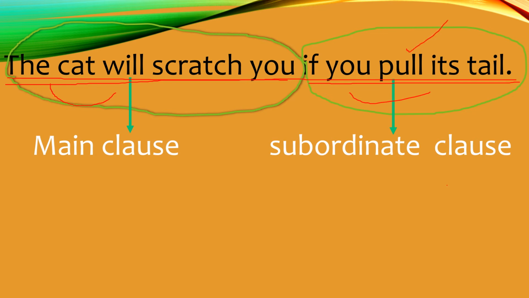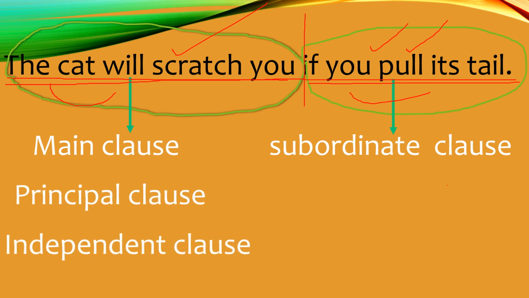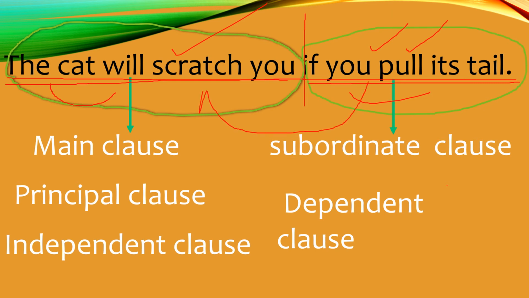But the first part gives the complete sense. Suppose you cut here, the first part doesn't depend on this second part. So the first part is named as independent clause or principal clause. Independent clause means it doesn't depend on the other clause. It can stand alone. But subordinate clause is named as dependent clause. Why? Because this subordinate clause depends on main clause.